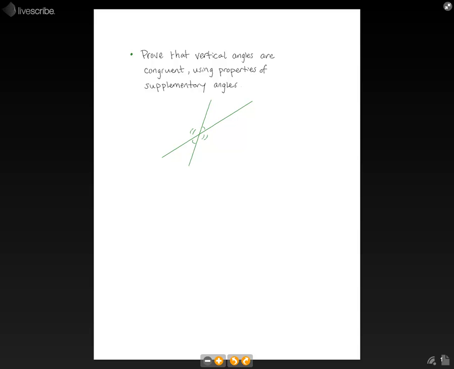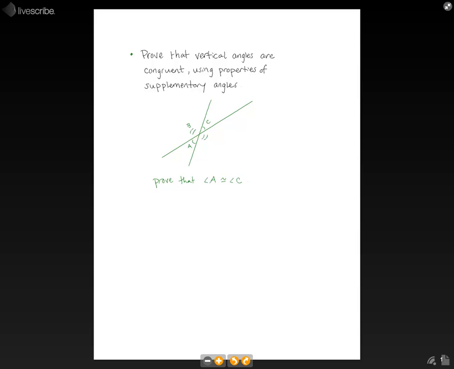So we want to prove that the pairs of vertical angles are congruent. I'm going to just pick a pair. I'm going to call this angle A, this B, and this C. And let's prove that we want to prove that angle A is congruent to angle C. Okay? And we're going to use this by looking at supplementary angles.